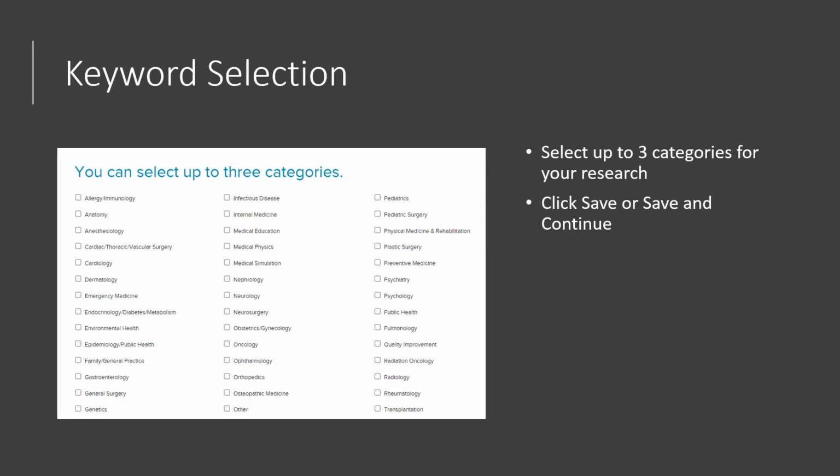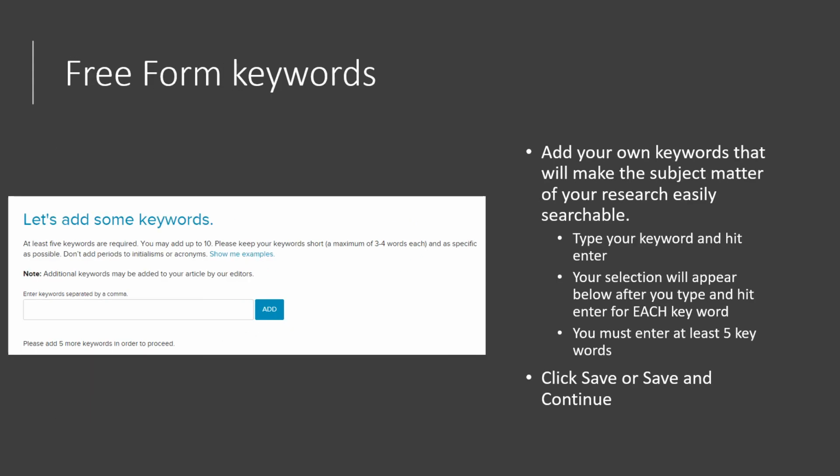You're ready to select your keywords. You can select up to 3 categories for your research. And then again, you'll click Save or Save and Continue. You can also enter free-form keywords. You're going to add your own keywords that will make the subject matter of your research easily searchable.